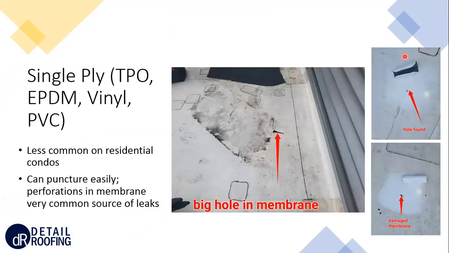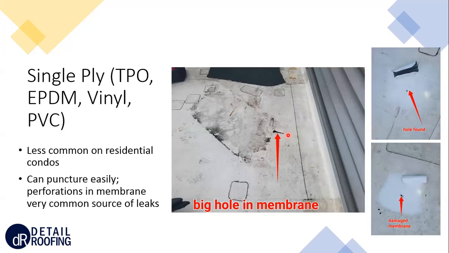So with single-ply systems, we tend to see these not as often on residential condos. We do see it more commonly on commercial facilities, and if it is in a residential condo, we tend to see it more often on canopies or unit terraces, not so much on the main roof surfaces. This roof system in particular can be very easily penetrated. So that's part of the reason why a lot of the leaks that we investigate on this type of roof come from the membrane, just because it is punctured very easily, which can lead to a lot of leak issues.